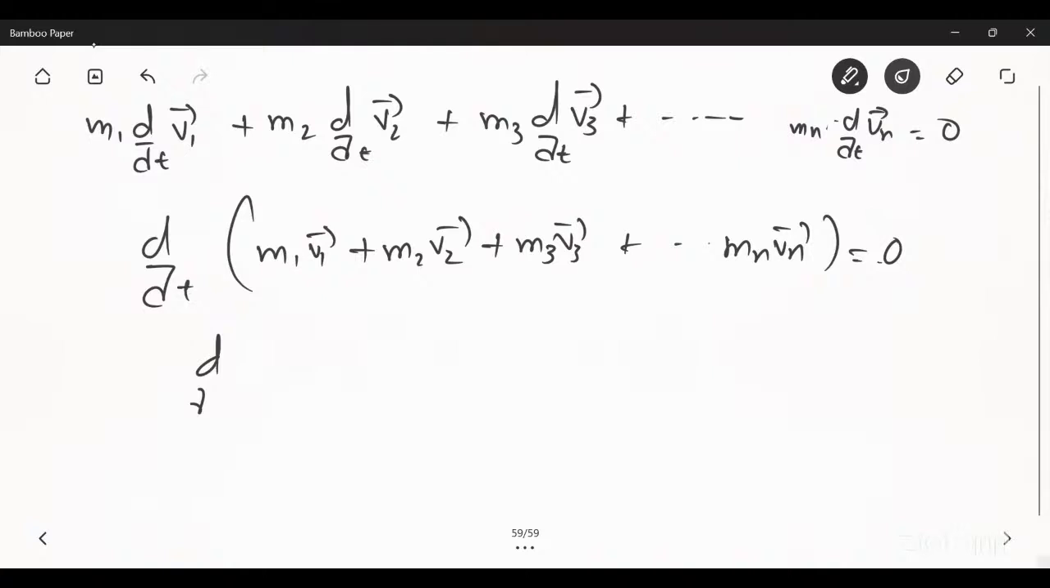So that means the derivative of p of center of mass is zero. If the derivative of any function is zero, then that function is constant. So p_CM is equal to constant. That means the momentum of the particle system will be constant.